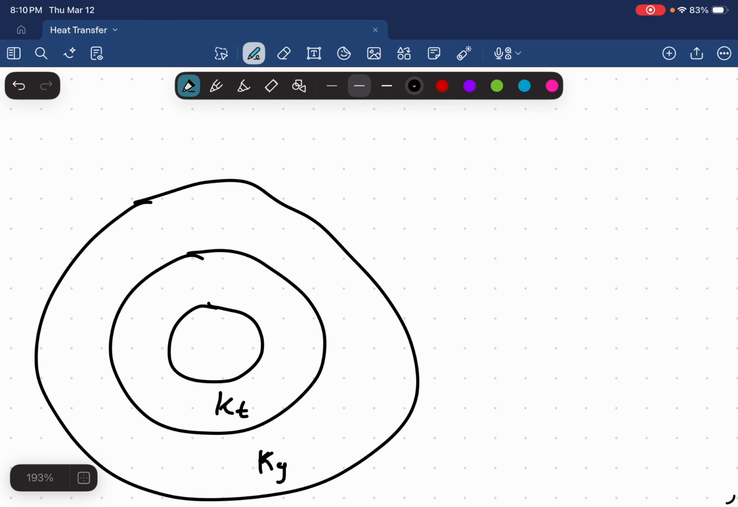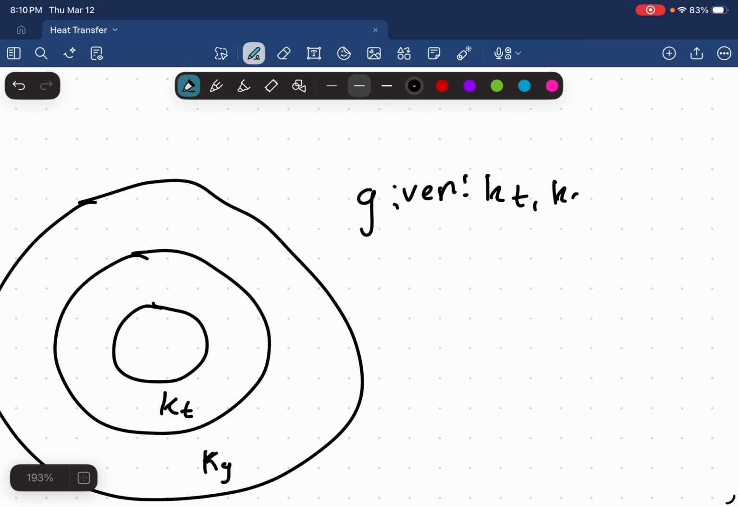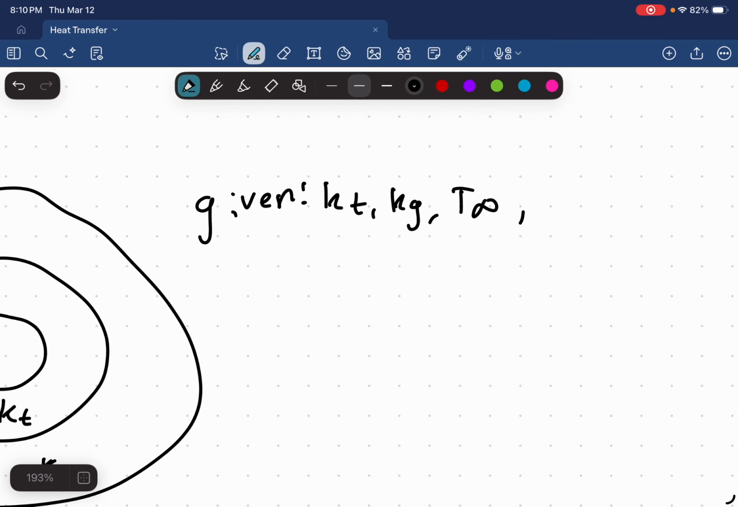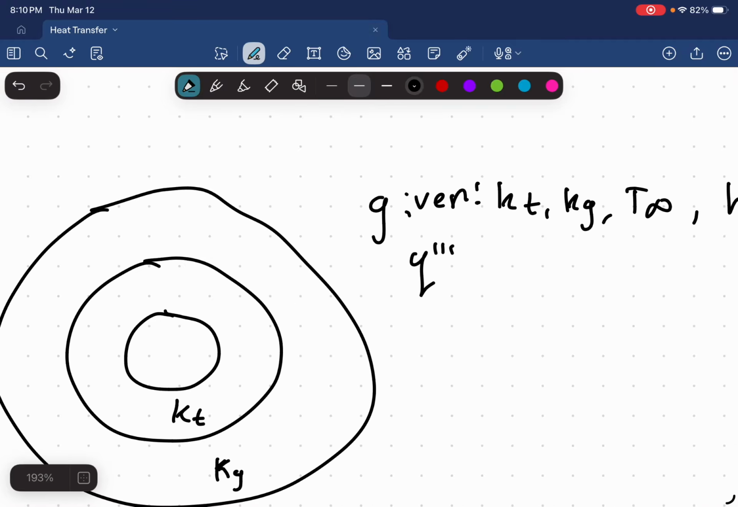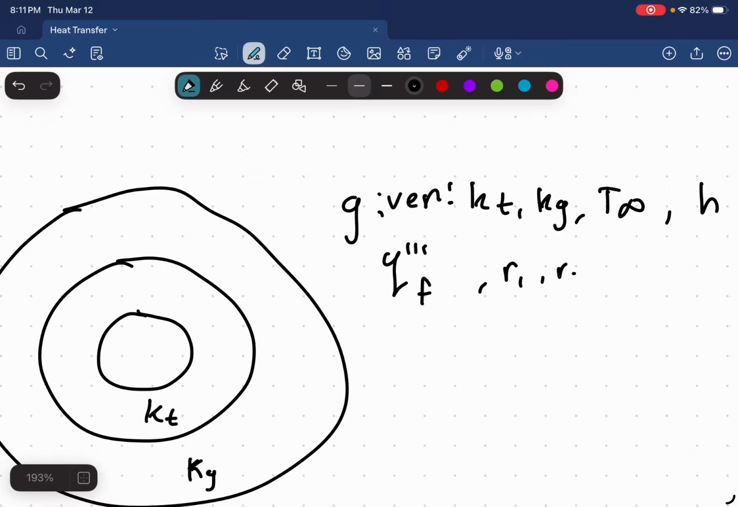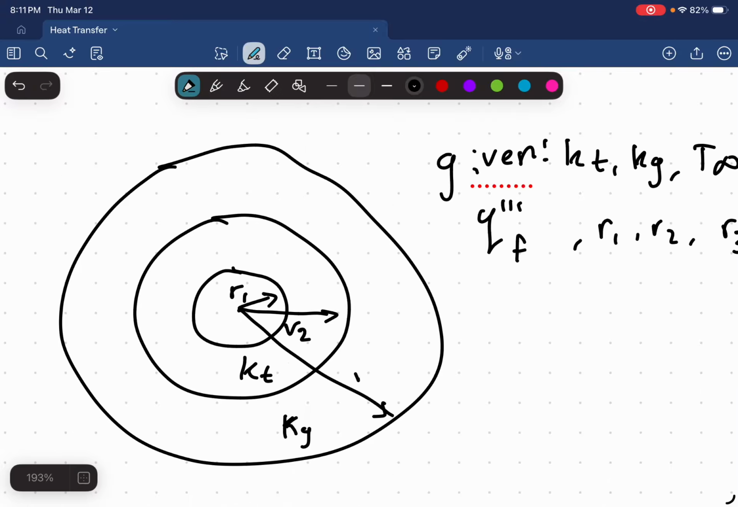But let's say you were given KT, Kg. Let's say you were given ambient temperature. Let's say you were given heat transfer coefficient, and also volumetric heat rate. Okay, and then let's say we're also given R1, R2, and R3. Where this is R1, this is R2, and this is R3.